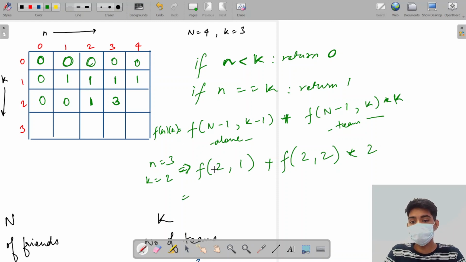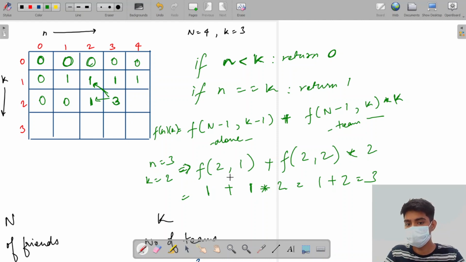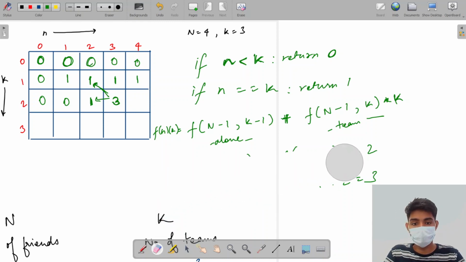So what is going to be my answer? What is 2 comma 1? This is reversed. It is going to be 1 comma 2, which is 1, plus 2 comma 2. What is 2 comma 2? 2 comma 2 is also 1, right? So it is also 1 times 2, which gives me 1 plus 2, which gives me 3, right? So I'm getting the right answer. So this is the right function, or this is my right approach.